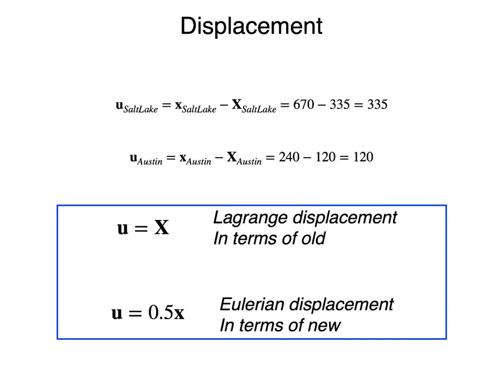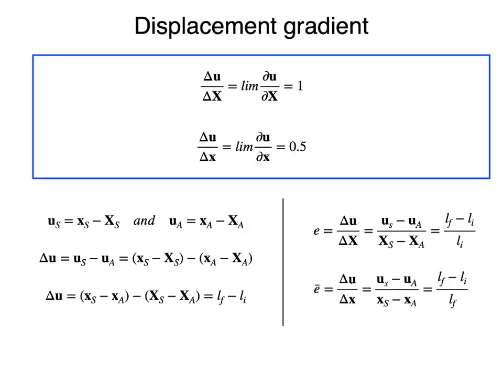The first equation is known as the Lagrangian displacement, which gives the displacement in terms of the old coordinates. The second equation is known as the Eulerian displacement, which gives the displacement in terms of the new coordinates. Like the coordinate transformation, the displacement vectors are not constant but depend on the position of the point. However, the change of displacement with position, or displacement gradient, is constant.